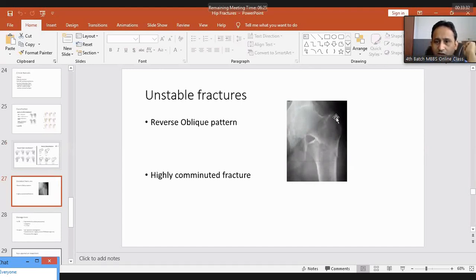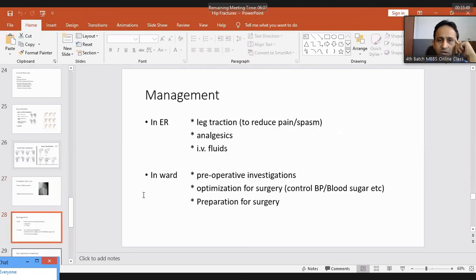Conventionally, in an inter-trochanteric fracture, the fracture line would run from the greater trochanter to the lesser trochanter. But here, if it is reverse oblique, the fracture line extends further down, which makes it an inherently very unstable fracture. More or less all of the inter-trochanteric fractures need to be fixed.